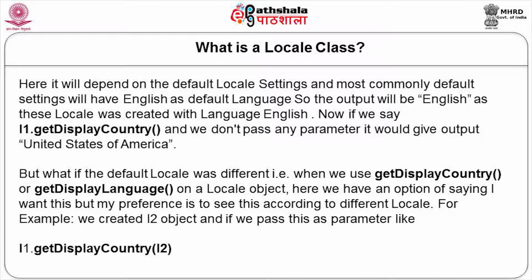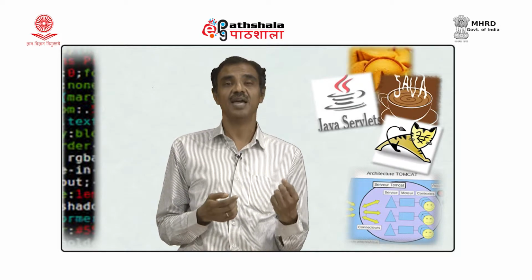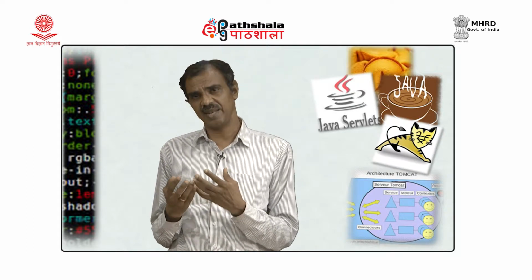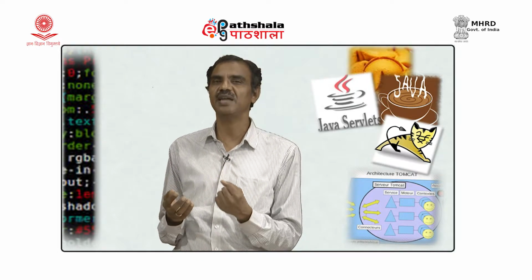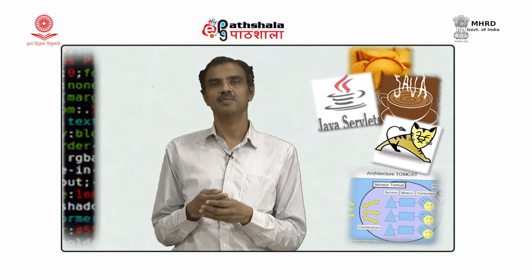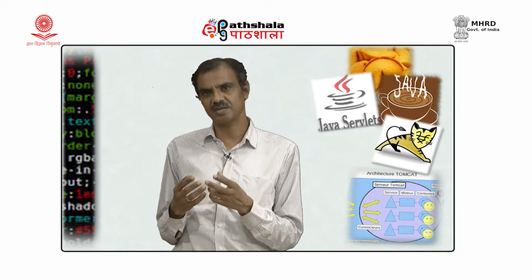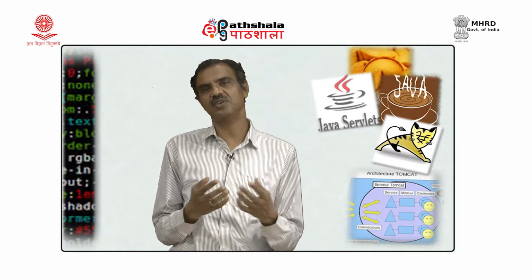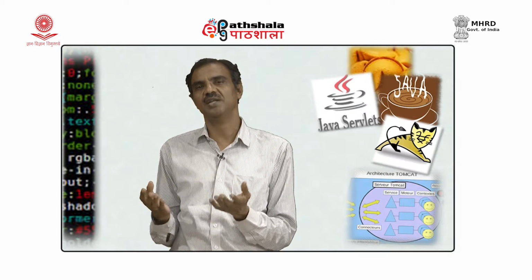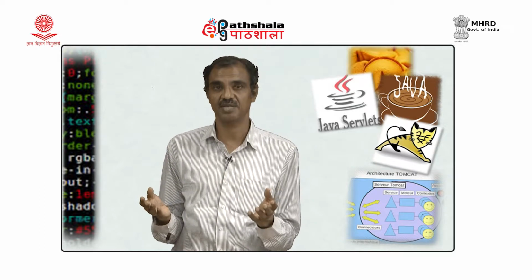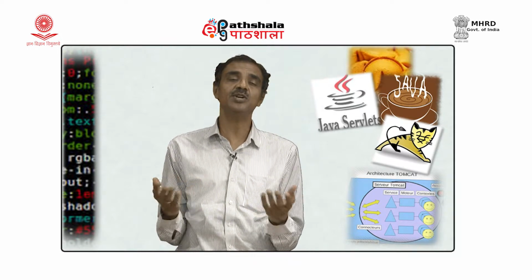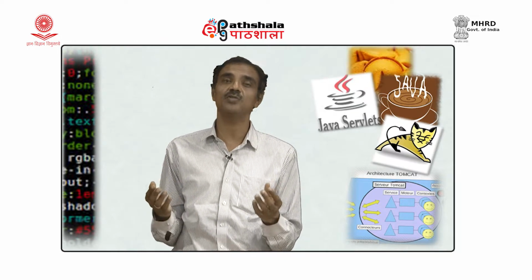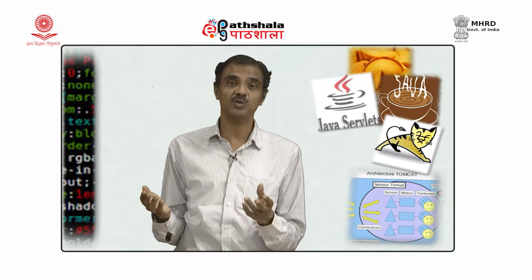Normally our default locale would have the language English, and therefore L1.getDisplayLanguage would give me English, because this Locale L1 was created with EN. Now we have getDisplayCountry, and if I do not pass any parameters, assuming the default language is English, it should give me the output United States of America. That is the output you will get.